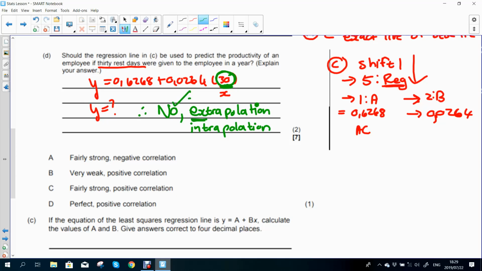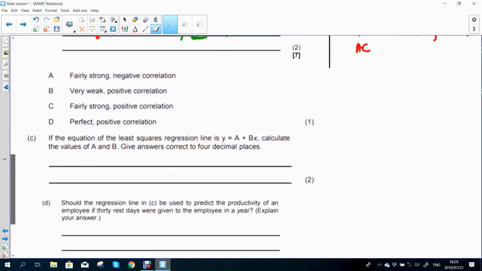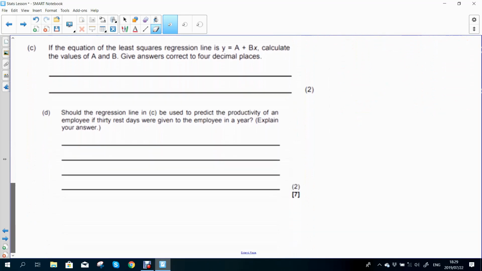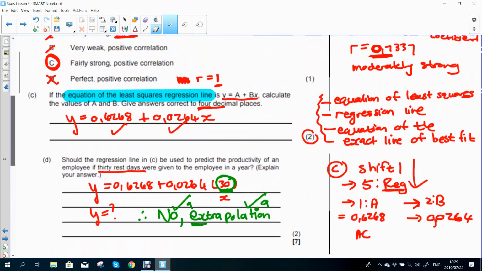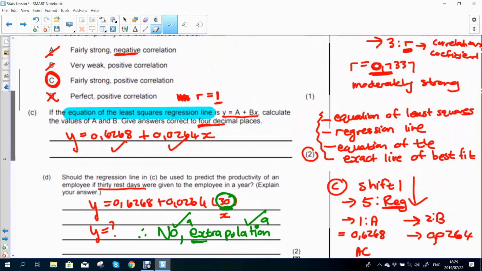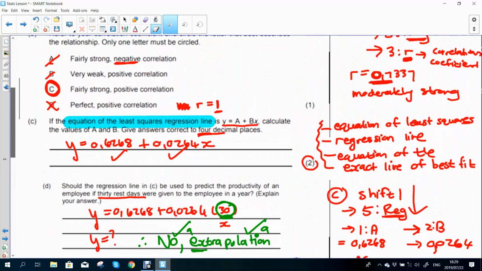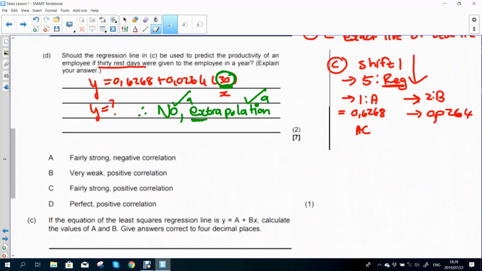So you get a mark for no and you get a mark for extrapolation. You don't even have to explain it, guys. You don't even have to explain it. You can just use those 2 words. Okay, and then, sorry, that's just double of what we just did, and that is D's answer. Let's go to question 3.